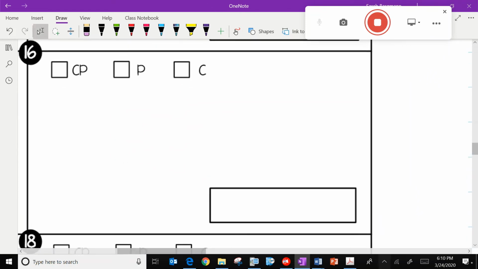Okay, next, number 16. If Lucas owns 11 hoodies, how many ways can he choose 4 of them to bring on vacation? It doesn't matter what order he chooses them in, so it's a combination. He has 11 to choose from, and he wants to choose 4 of them. So N is 11, R is 4. So we'll do 11 choose 4 to solve our problem. That gives us 330 different ways that he can choose 4 hoodies to bring on vacation.